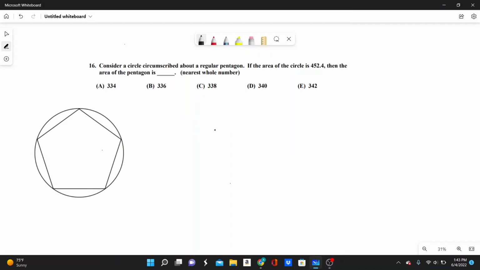Number 16. Consider a circle circumscribed about a regular pentagon. If the area of the circle is 452.4, then the area of the pentagon is what?